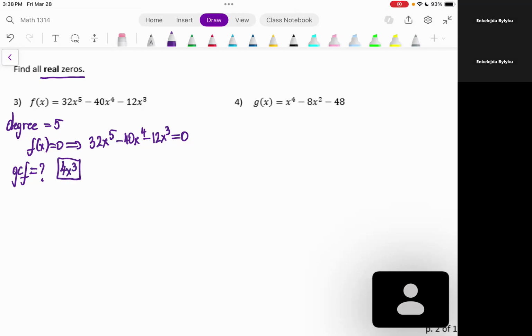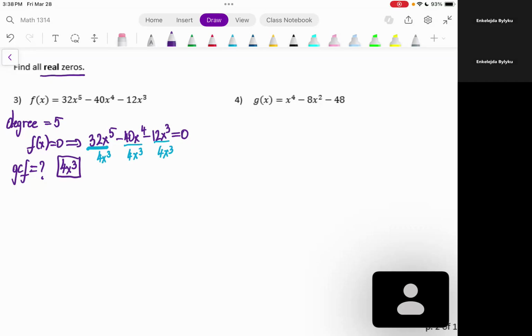All right. So now I am going to divide every single one of these terms, all three of them, by 4x to the third. So that means I'm factoring out 4x to the third. And let's see what's remaining for each term. 32 divided by 4 is 8. 5 x's, 3 x's at the bottom, so x squared left. Minus 40 divided by 4 is 10. 1 x left on the top. Minus the x to the third cancels. 12 divided by 4 is 3. That is equal to 0.